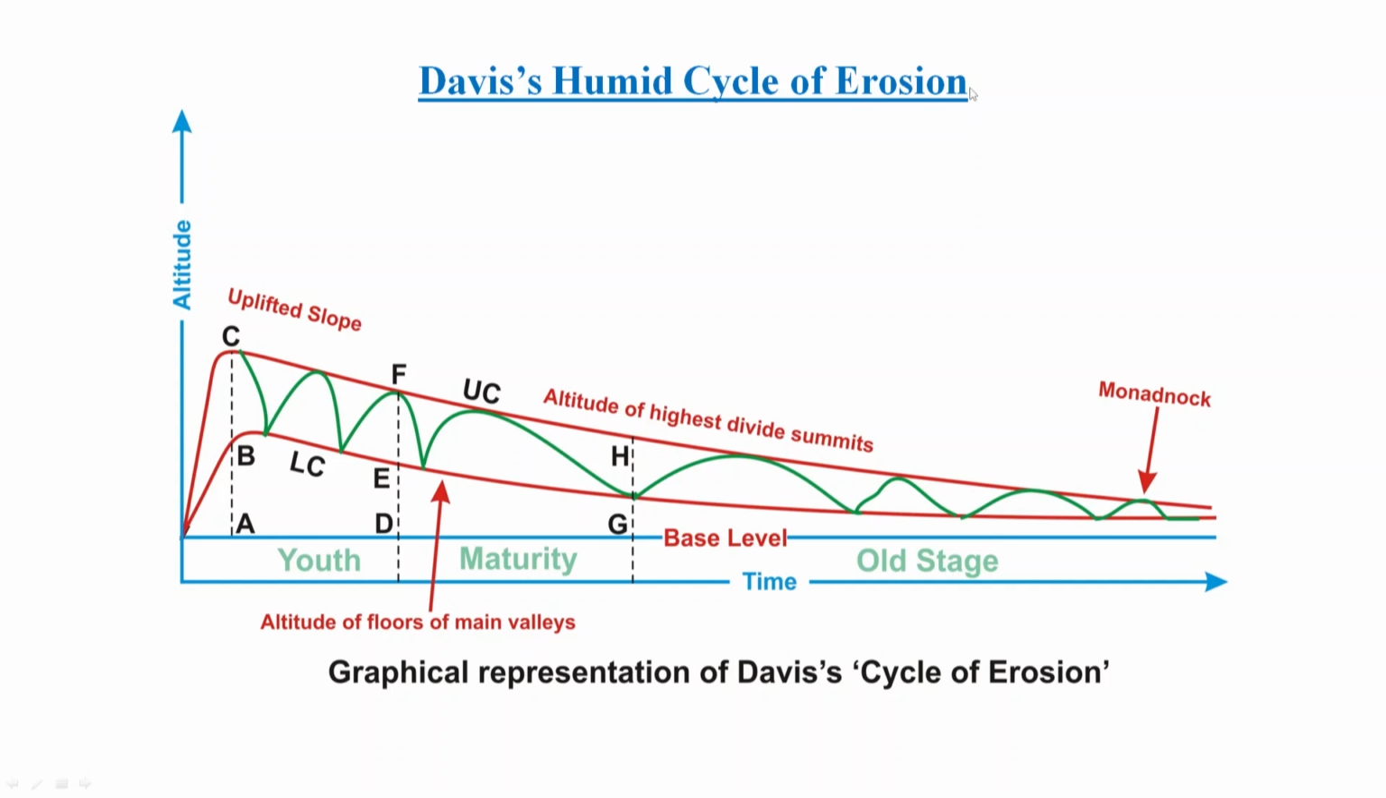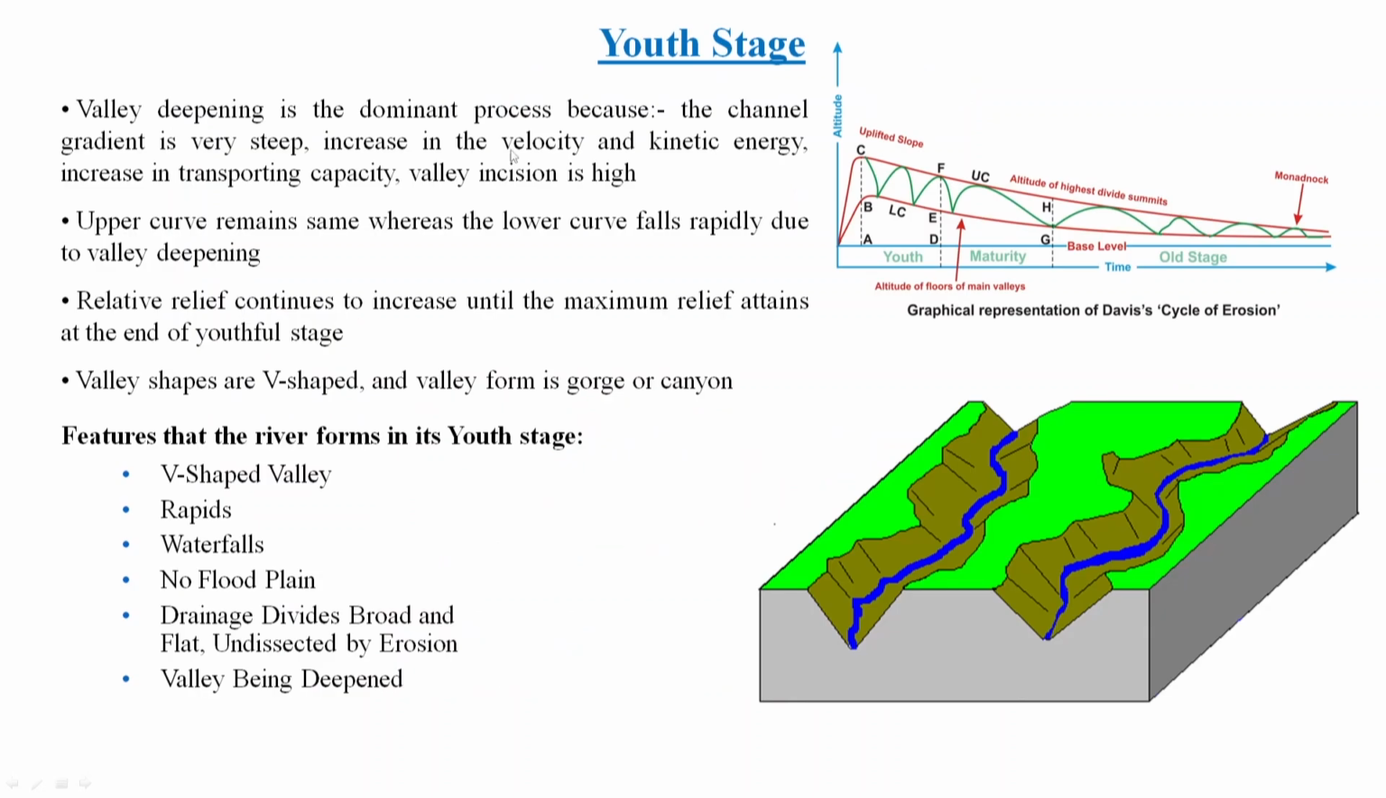So, this is a graphical representation of Davis's cycle of erosion, and you can continuously see a change in the uplifted slope, the slope of the river, also the elevation of the river is continuously changing from its youth, mature to its finally old stage with time. So, in youth stage, valley deepening is the dominant process, because the channel gradient is very steep, with an increase in the velocity and kinetic energy, increase in transporting capacity, and valley incision is also high.